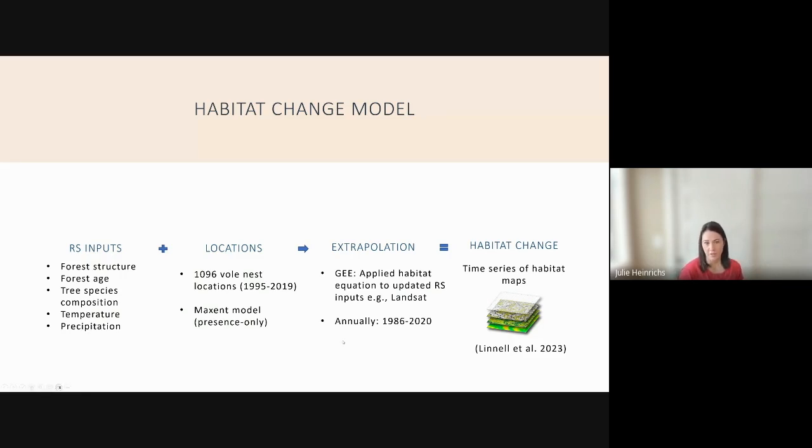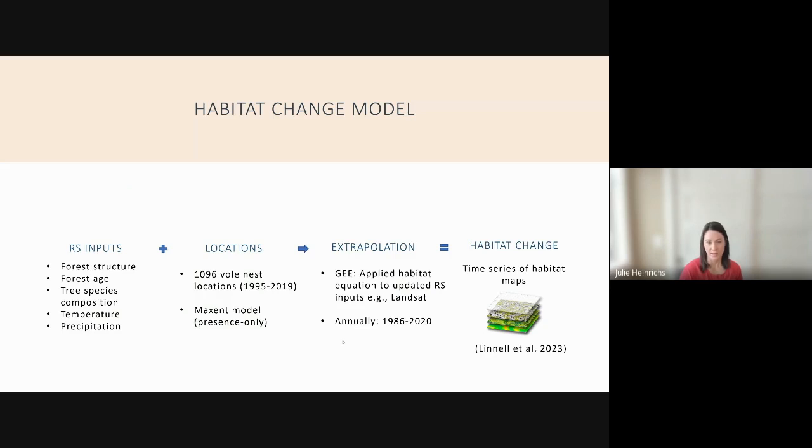So we started with developing a habitat change model. Mark Linnell here used a bunch of remote sensing inputs that characterize forest structure and composition, and some climate variables, paired that with those nest locations high up in the trees, used a statistical modeling approach, and then Google Earth Engine to extrapolate those relationships across space and time. And then we had this time series of mapped habitat.